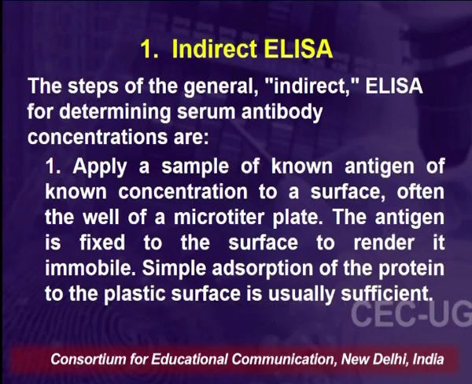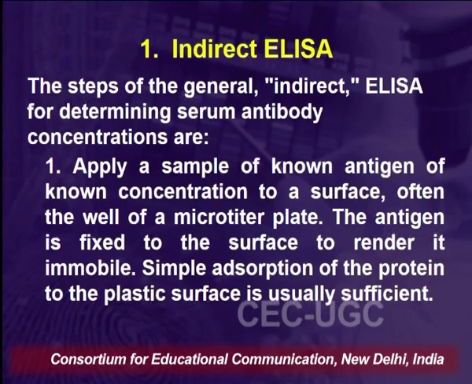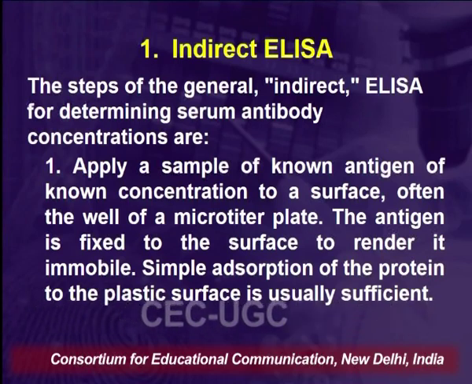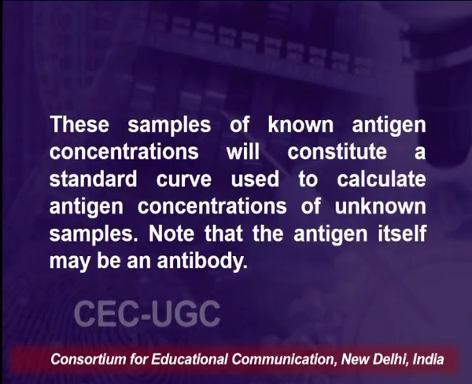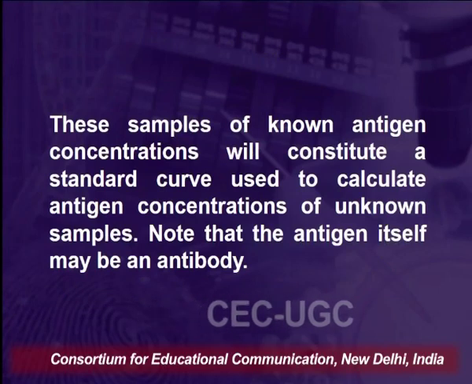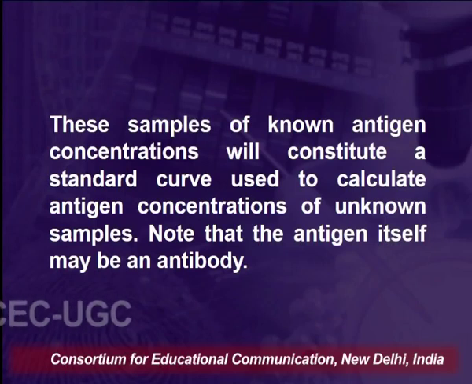So, in this case we take the microtiter plate. In the microtiter plate we are adding antigen of known concentration. That means we know that we have added this much antigen and this concentration is present in that particular well of the microtiter plate. These samples of known antigen concentration will constitute a standard curve used to calculate antigen concentrations of unknown samples also.